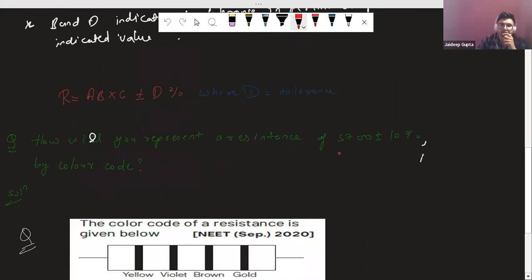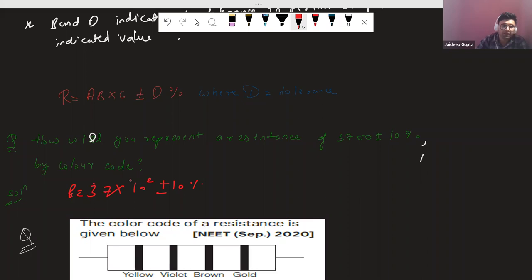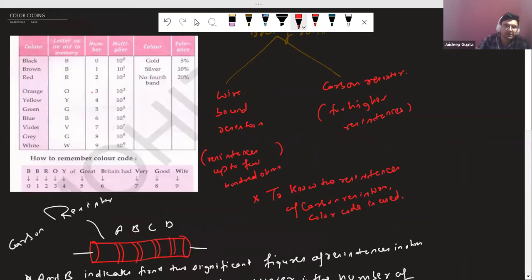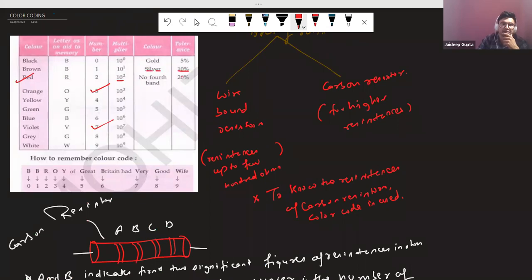So how to use it? Now, how will you represent the resistance of 3700 plus minus 10% by color code? Look how to write. We can write R equals 37 times 10 to the power 2 plus minus 10%. It means 3 represents which color? Orange. 3 represents orange, 7 represents violet. So the first band is orange, the second band is violet, and C represents 10 to the power 2, which means red color. And plus minus 10% tolerance level is silver.